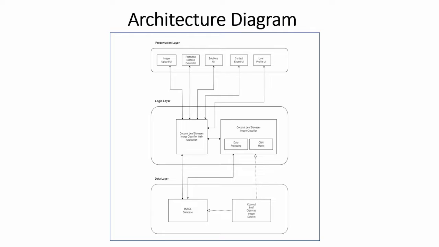Then you can go to the second layer. The second layer is the business logic layer. This is the logical layer to implement the business logic of the system. Coconut leaf diseases image classifier. This is the main and core function of the proposed system. The core function consists of several other functions. These are mentioned below.